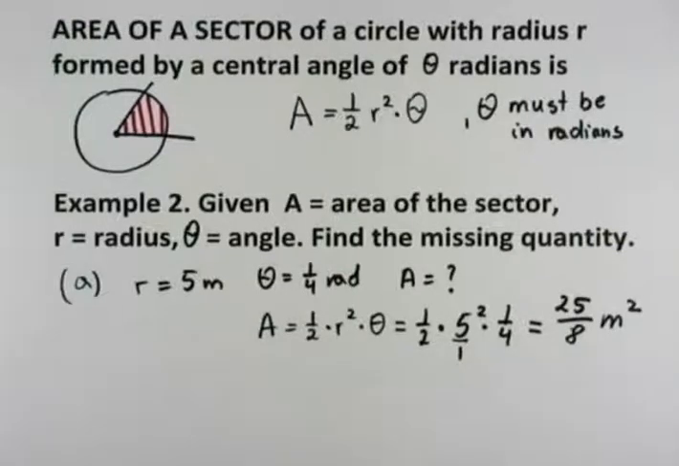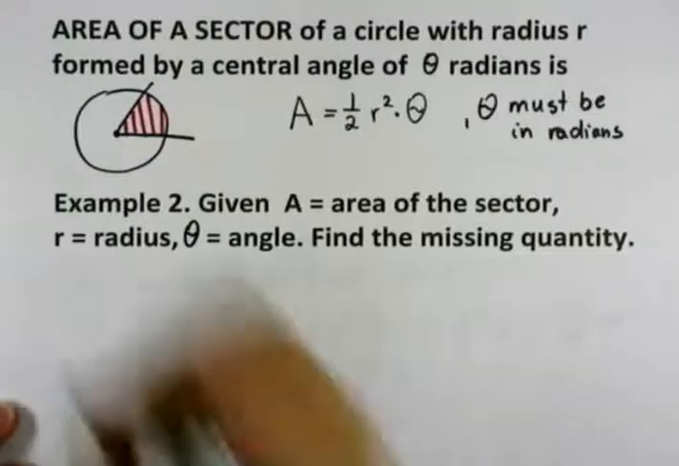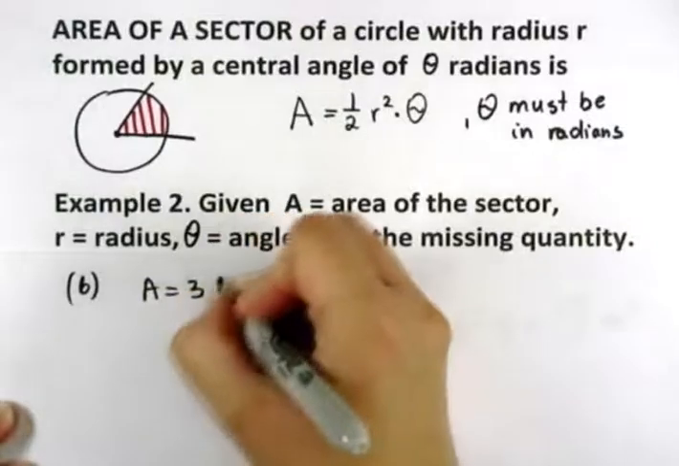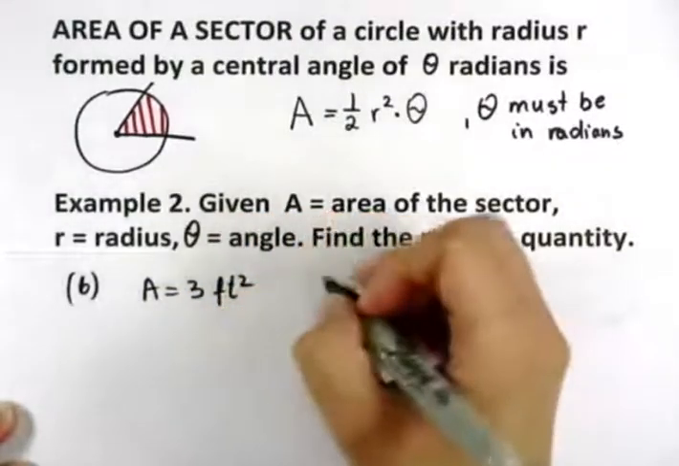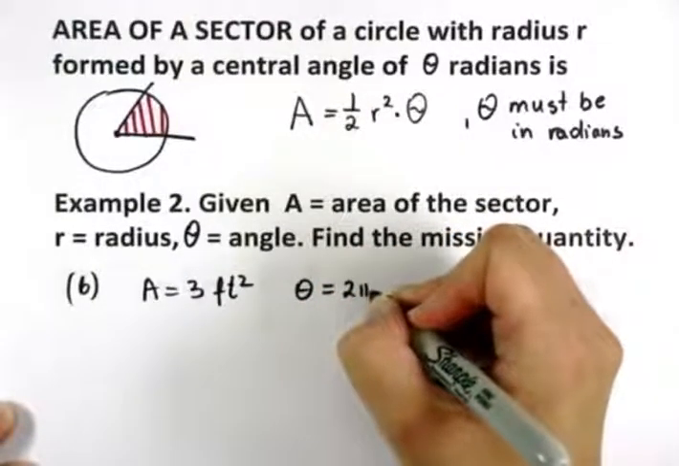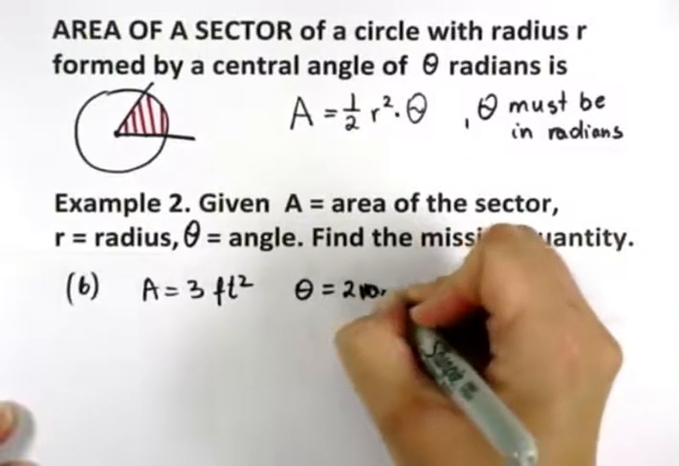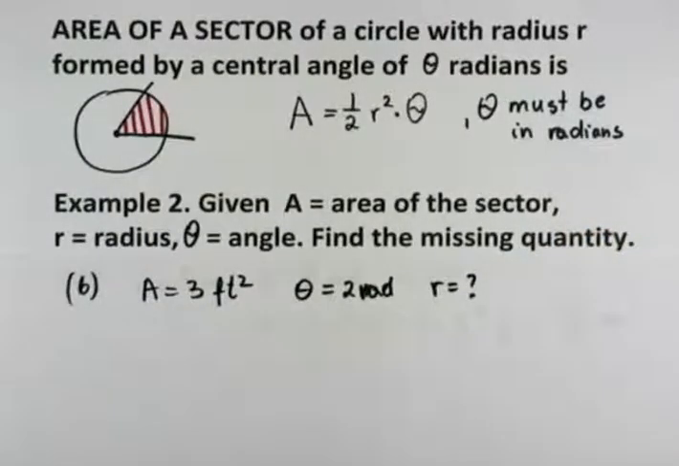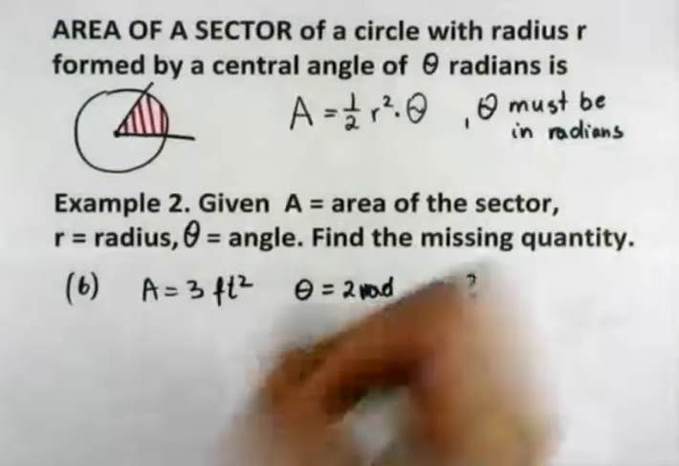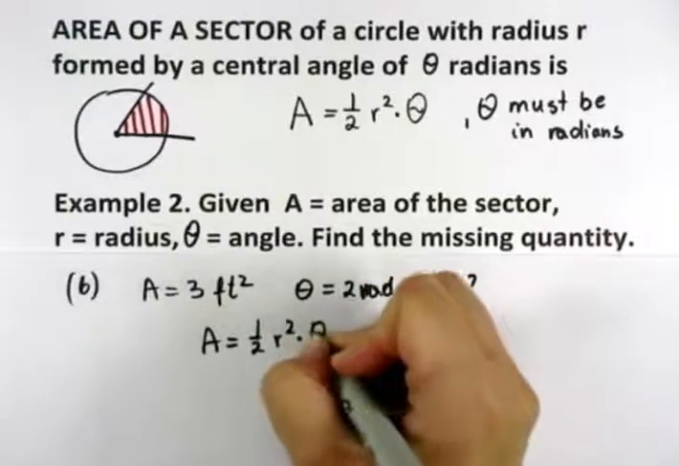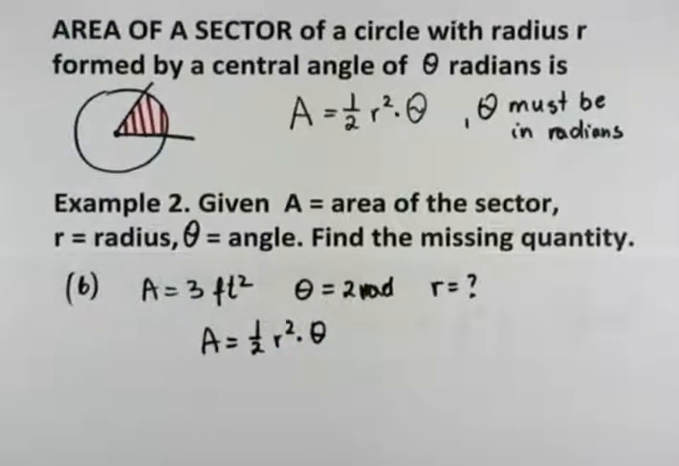B, we have that the area is equal to 3 feet squared, and that theta is equal to 2 radians, and r is missing. Okay, so I'm using the area formula, that this one is 1/2 r squared times theta. First check if your theta is in radians. Yes, it is. We can apply the formula.